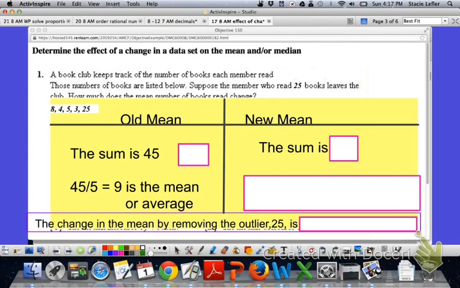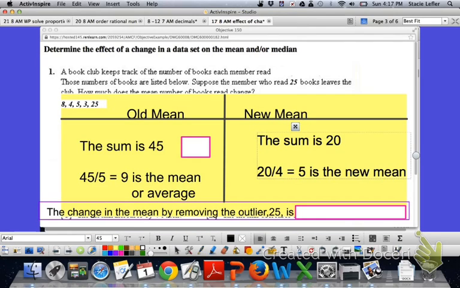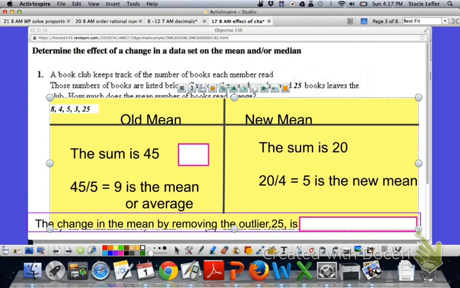But what about after the person who read 25 books leaves? So now we're going to take out the 25 and find the new sum. This time the sum is 20. And we're going to divide, that should not be a 5. We're going to divide by 4 to get 5 as the new mean. Remember, we took 25 out of there, so now there's only 4 numbers in the data set this time. And 20 divided by 4 is 5. So the change in the mean by removing the outlier should be a decrease of 4.